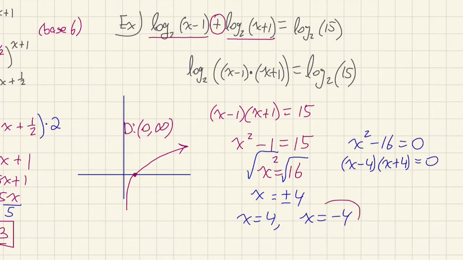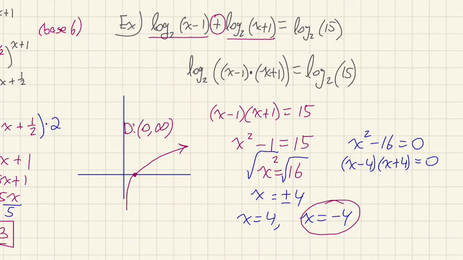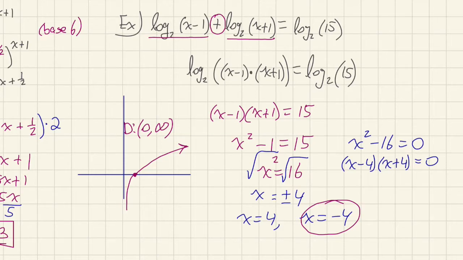Well, when I plug this guy in to the very top, if I plug it in here, I'm going to get negative 5. If I plug it in here, I'm going to get log of negative 3. So that answer cannot exist. So we can kind of just say it's not part of the domain, so it can't be part of the solution. So the only number that works is this positive 4.